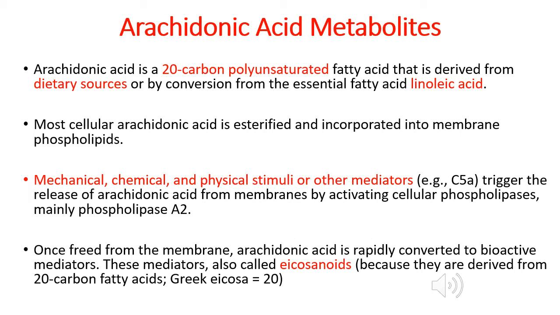The mechanical, chemical, and physical stimuli or other mediators like C5a will trigger the release of arachidonic acid from membranes by activating cellular phospholipases, mainly phospholipase A2, as we will see in the next slide. Once freed from the membrane, the arachidonic acid is rapidly converted to bioactive mediators. After it is released, these mediators are also called eicosanoids because they are derived from the 20 carbon fatty acids. You know that eicosa in Greek means 20.